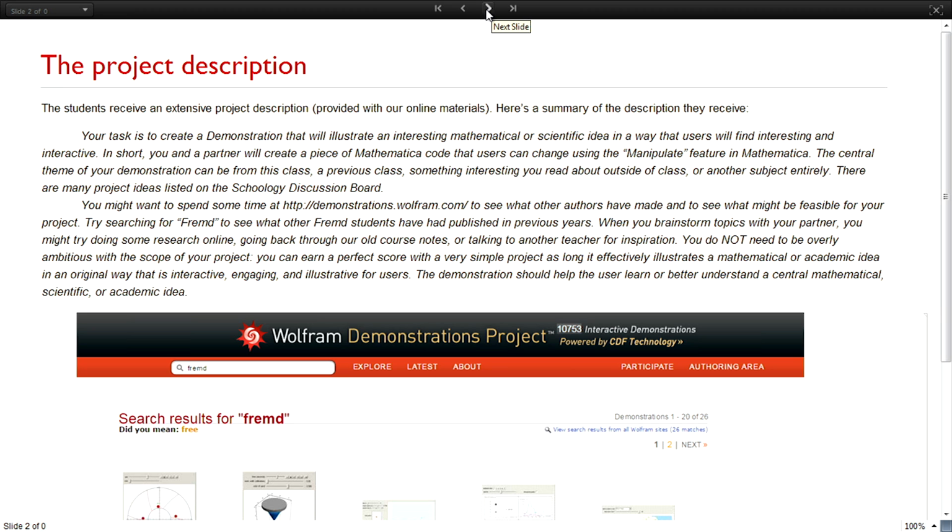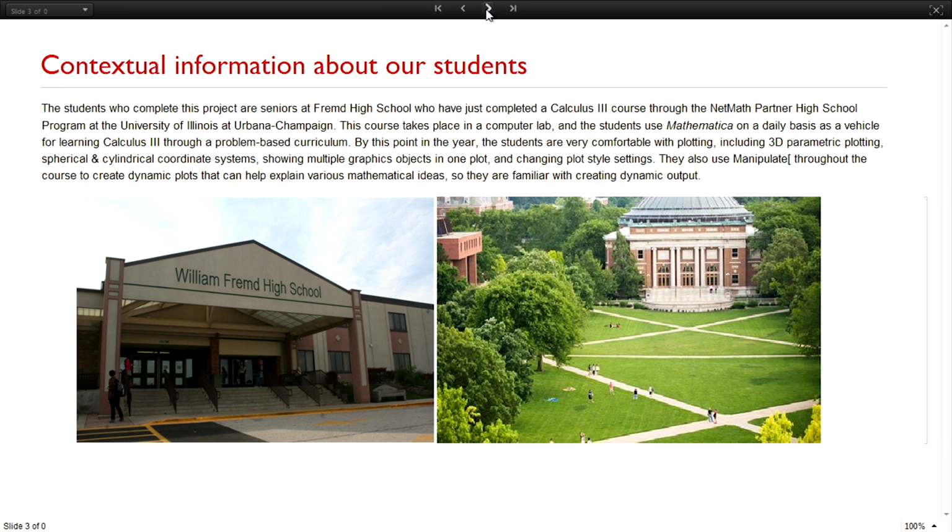And it doesn't have to be Calc 3. Some students will make a Calc 3 project. Most students pick something else that they're just passionate about. Berwin, we can keep moving.